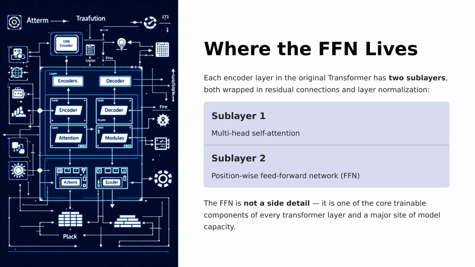In each encoder layer of the original transformer, there are two main sublayers. First comes multi-head self-attention, and second comes the position-wise feed-forward network, or FFN. Both are wrapped with residual connections and layer normalization. The key point here is that the FFN is not just a supporting detail. It is a core trainable part of every transformer layer and one of the main places where the model's capacity comes from.